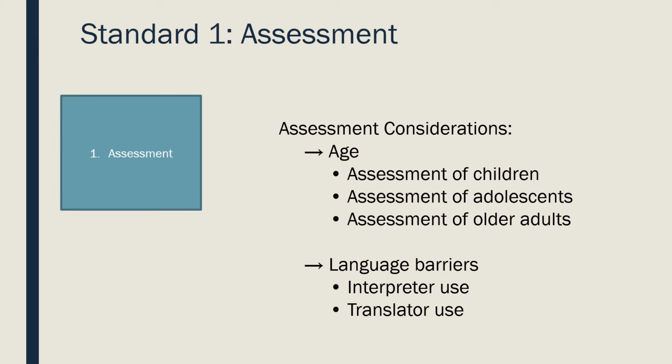Language barriers: do we need to use an interpreter or a translator? An interpreter interprets the spoken word. Translating is interpreting the written words. So who do we use for interpreters? We need to make sure we're using trained, staffed individuals versus family or friends. Sometimes family and friends tend to put too much emotion or feelings, and they may leave out important details that need to be translated.